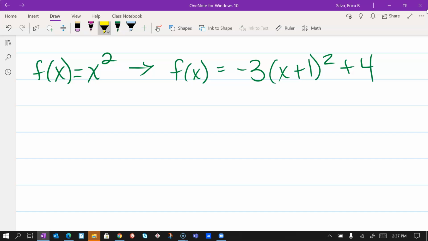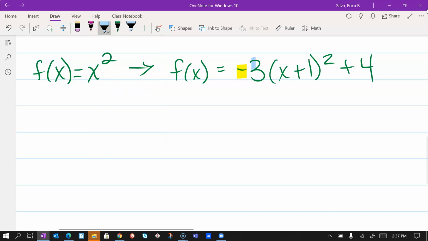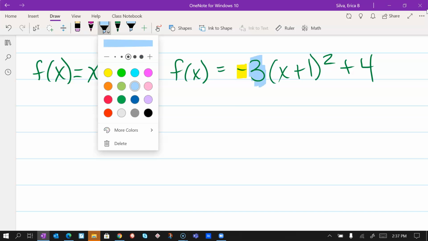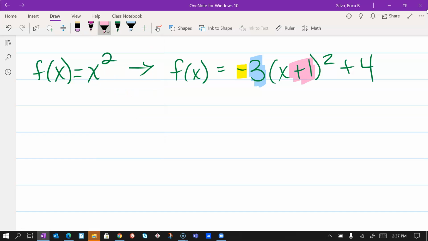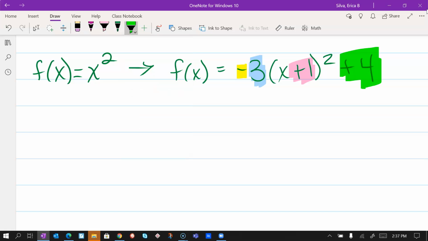To our new function. So this one has a negative, that's one change. It has a 3, that's another change. It has a plus 1, that's another change. And it has a positive 4. So how many changes should we have here? 1, 2, 3, 4. Exactly. So let's go ahead and put our bullets so we can name all those transformations.